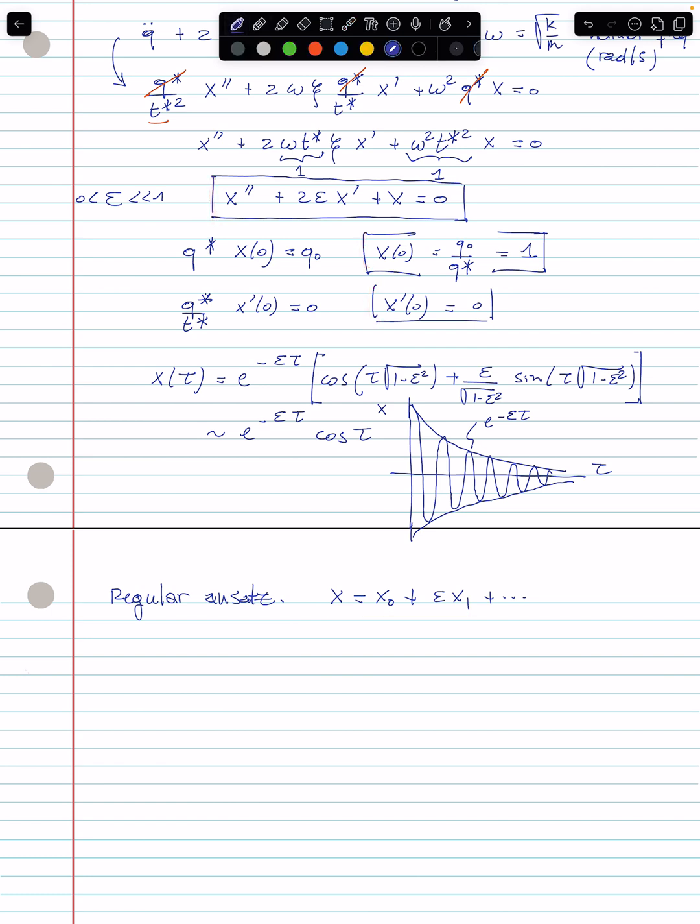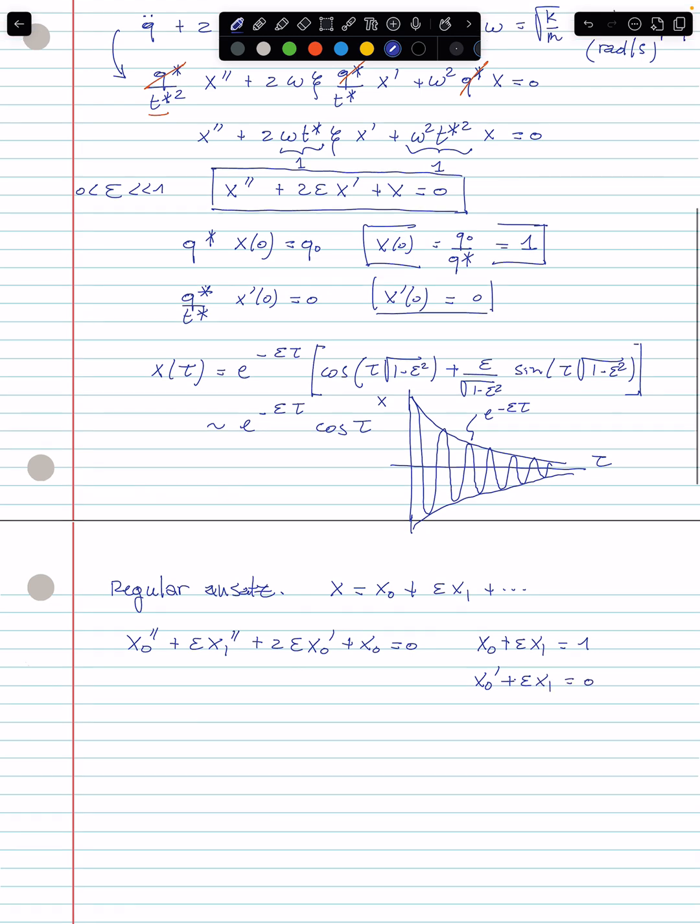And so if we substitute this in the governing equation, what we have is the second derivative of x0 plus epsilon x1. I'm going to drop epsilon squared terms just to keep it simple here, plus twice epsilon times the first derivative of x0, plus x0 is equal to 0. And then initial conditions, we have this, and we have the first derivative of x0 plus epsilon x1 is equal to 0.